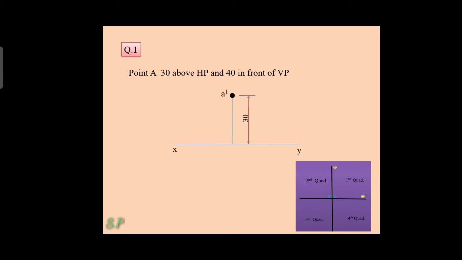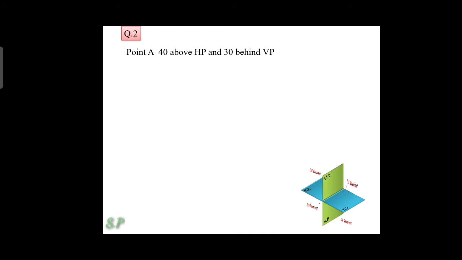You are going to tilt the HP plane 90 degrees. So the top view point will become below the XY reference line. From the XY line, you take a 40 mm distance and locate the point. That point is A. Next, question 2. Point A is 40 above HP and 30 in front of VP. That means the point is located in the second quadrant. Draw an XY reference line, take a 40 mm distance from the XY reference line and locate the point. That point is our front view A dash.